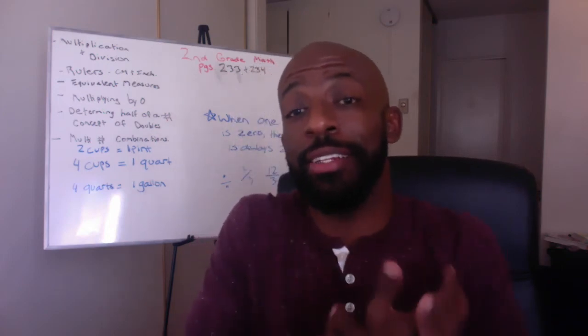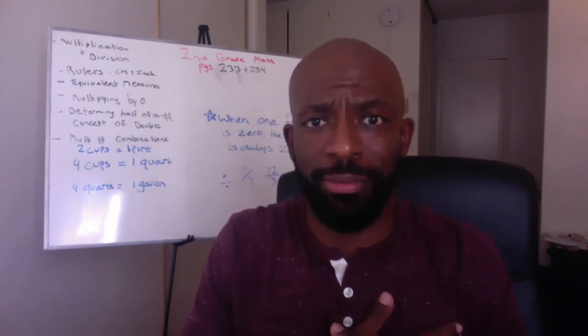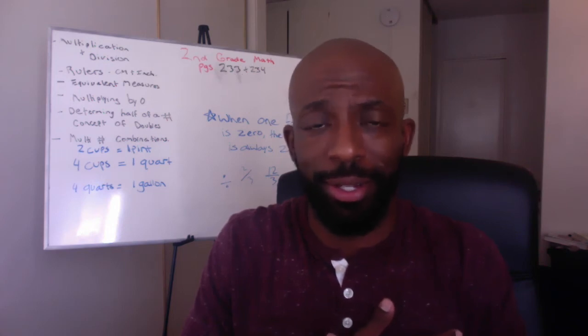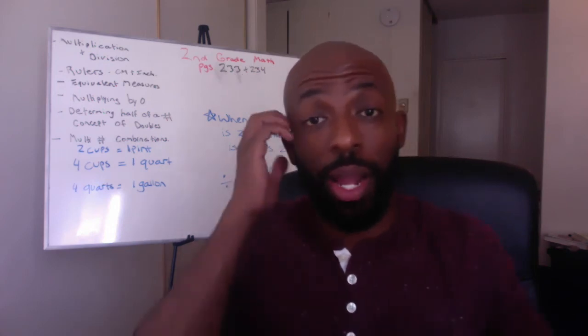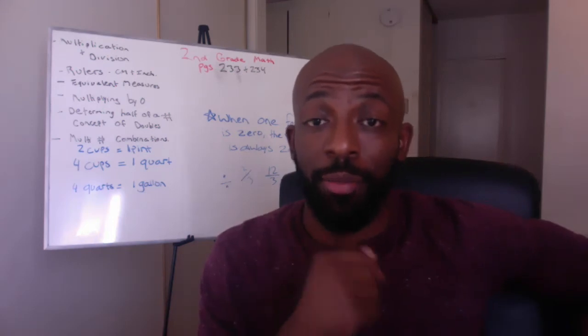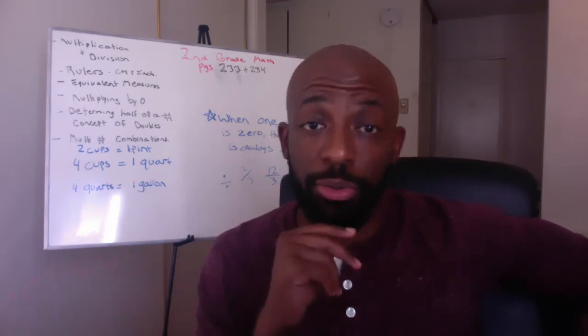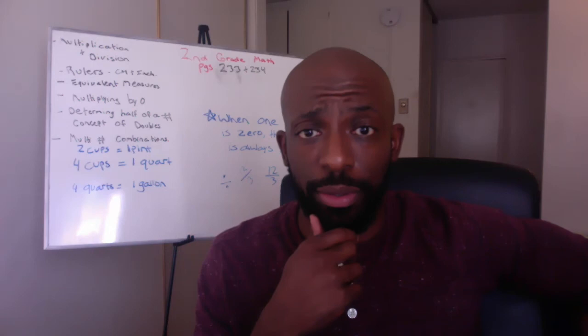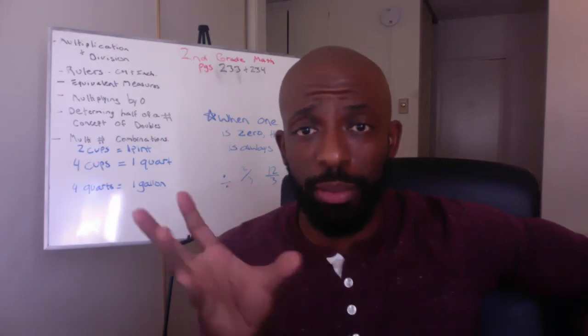If I have 10 groups of 0, do I have anything? No, I have 10 groups of 0. I was like, oh, wow. How many bananas do you have? Oh, I have 2 groups. All right. How many are in each group? 0. So I have 0. I have 2 groups of 0. So 2 times 0 is 0.